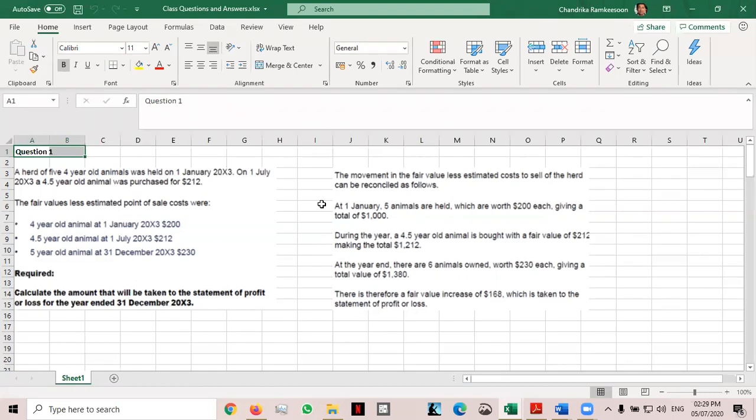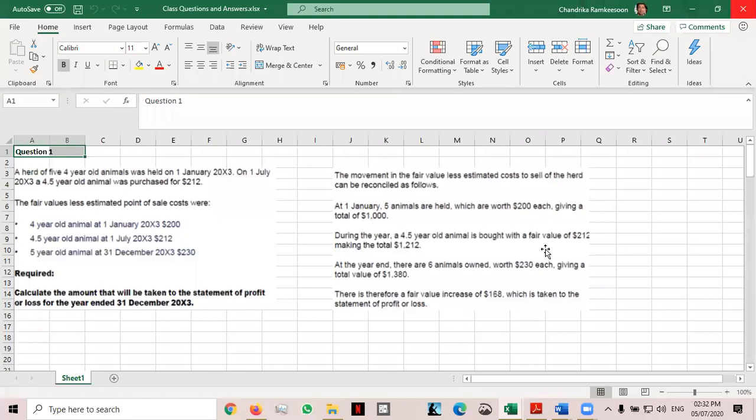The fair values less estimated point of sale costs were: a 4-year-old animal at 1st January, $200; a 4.5-year-old animal at 1st July X3, $212, which is expected based on this; and a 5-year-old at 31st December, $230. Calculate the amount that will be taken to P&L for this year.